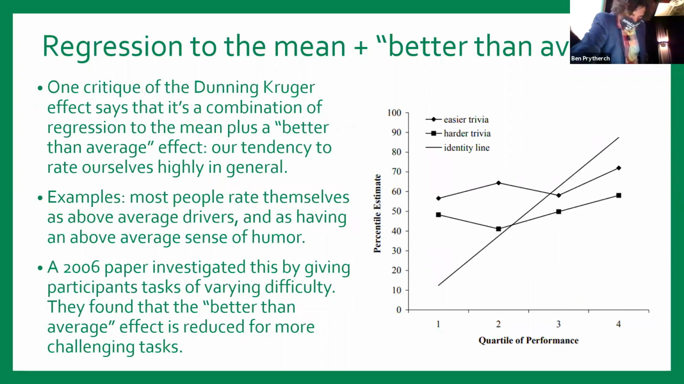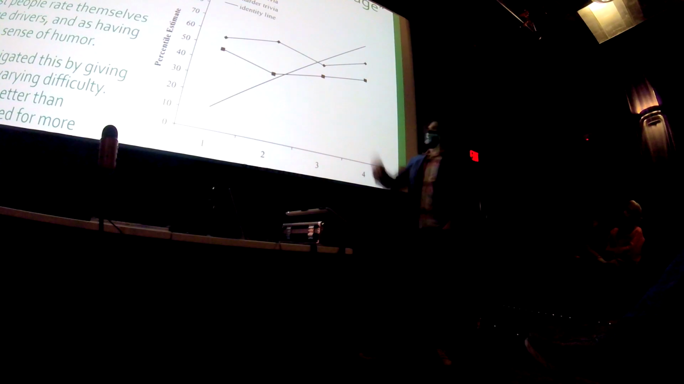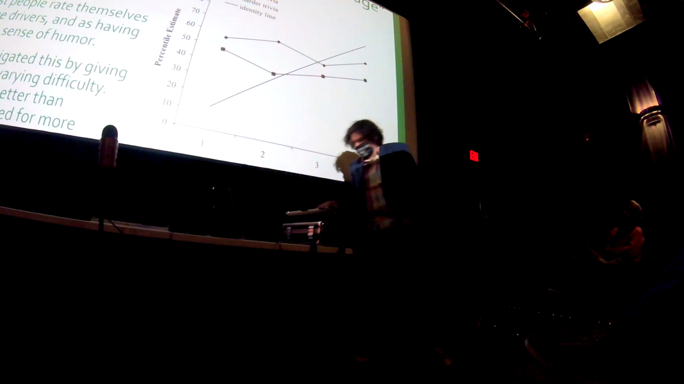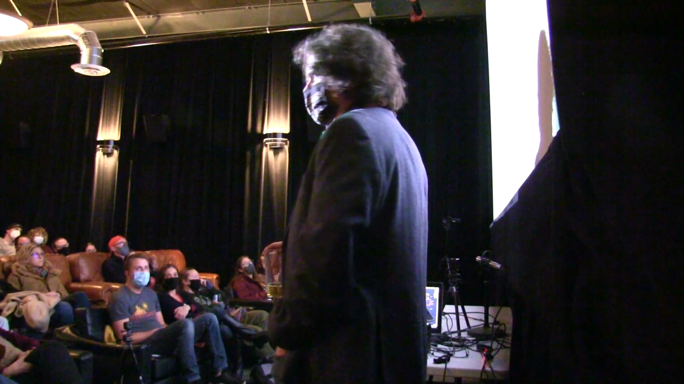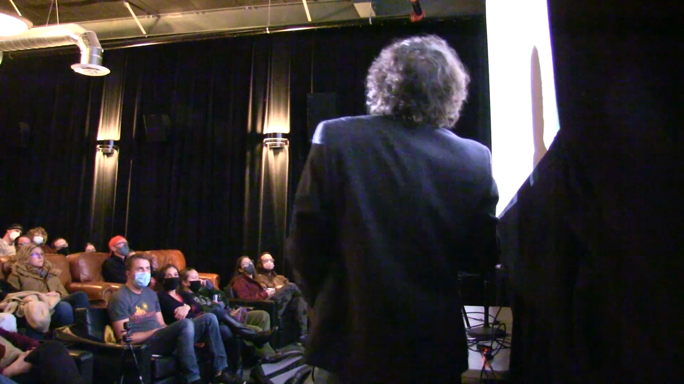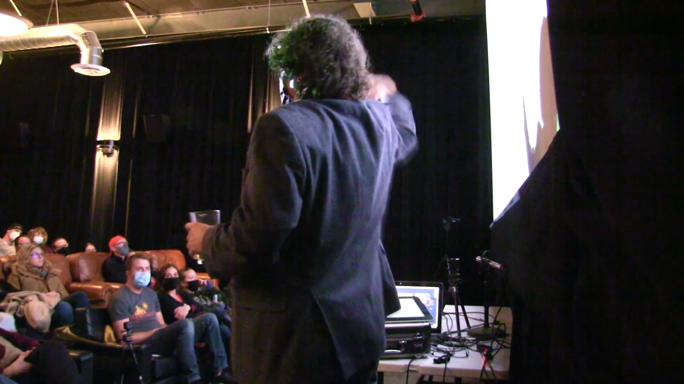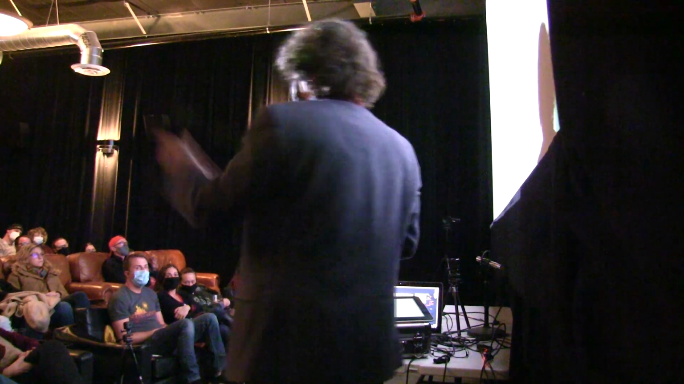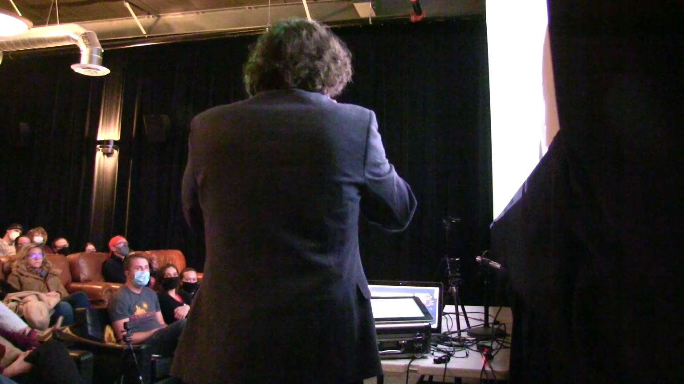Okay, so this critique says that maybe the Dunning-Kruger effect is some combination of regression to the mean plus this better-than-average effect, a tendency to just rate ourselves more highly in general. Some examples, the one everybody always brings up: most people rate themselves as above average drivers, or as having an above average sense of humor. I don't think this is so bad either. I want to give all the people who say they're above average drivers a little bit more credit. I'll give you my argument here.